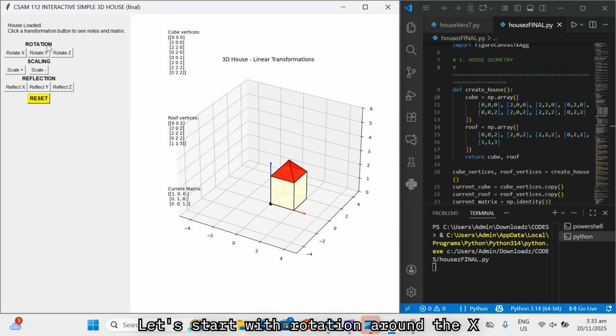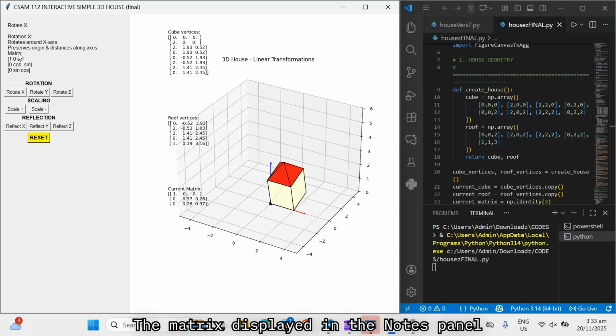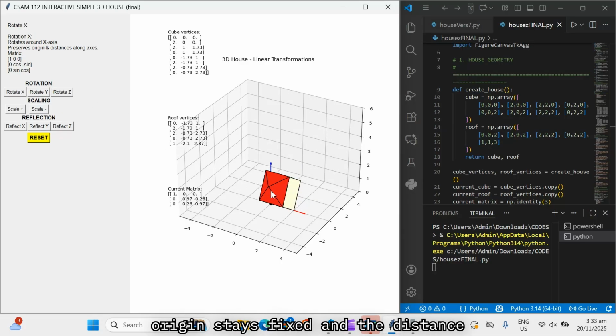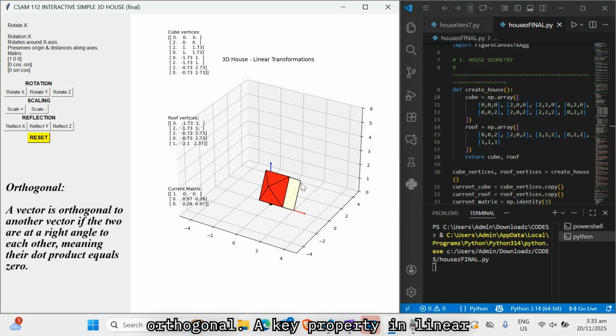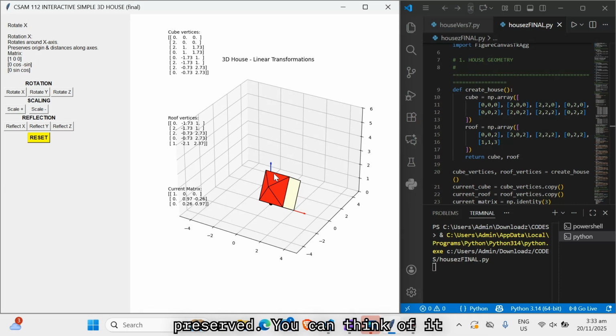Let's start with rotation around the x-axis. By clicking the Rotate X button, the matrix displayed in the Notes panel is this. This matrix rotates the house in the YZ plane by 15 degrees. Notice that the origin stays fixed, and the distance between points remains the same. This is because rotation matrices are orthogonal, a key property in linear algebra that ensures angles and lengths are preserved. You can think of it as turning the house without stretching or skewing it.